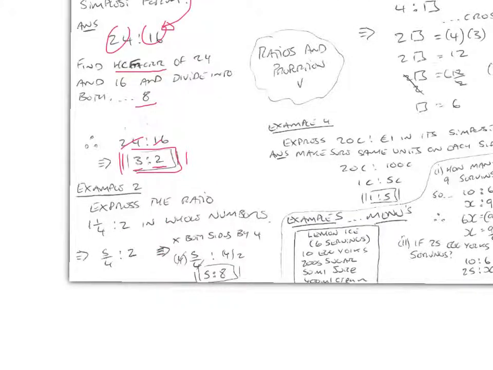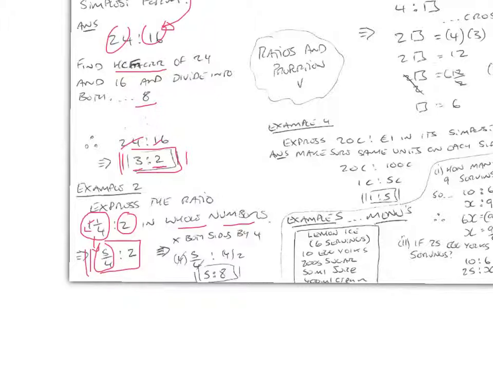Sometimes we're asked to express ratios in whole numbers, and we like to, if we can at all, work with ratios where the terms are whole numbers. So we might be given something like: express the ratio 1 and 1/4 is to 2. The way we do that is we convert this mixed number into a fraction. 4 times 1 is 4, plus 1 is 5 over 4. And we rewrite the ratio 1 and 1/4 to 2 as 5 quarters is to 2.